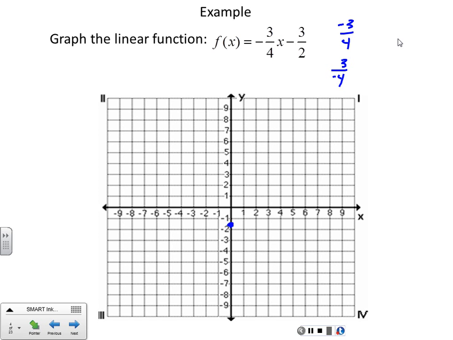Okay, I'm going to go up 3 because it's rise to me, I rise. So we're going to go up 3, 1, 2, 3, and I'm going to run left 1, 2, 3, 4. And notice I'm still kind of sort of in the halves. And there's your line.